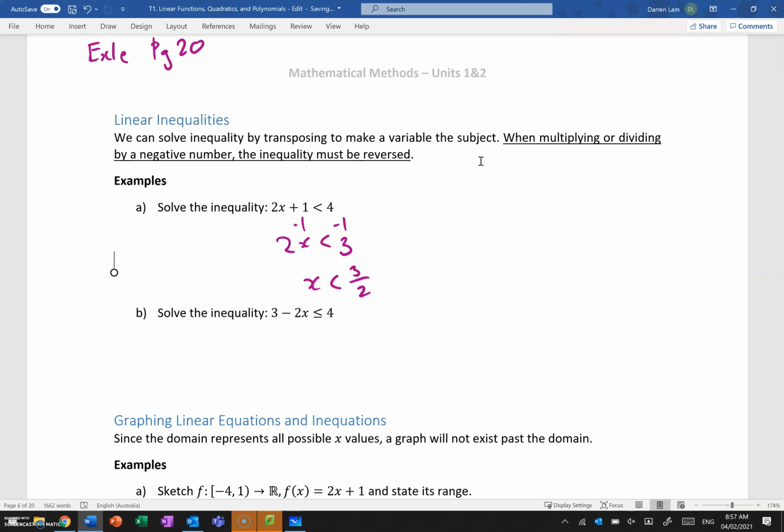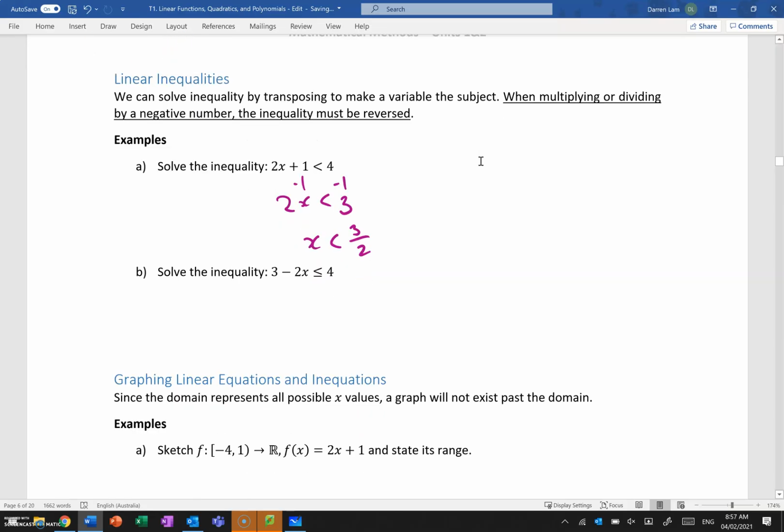What would you do first? We get rid of 3, right? Getting rid of the 3, I got negative 3 over here. I put negative 3 over there. I end up with negative 2x is less than or equal to 1. Those two cancel each other out.